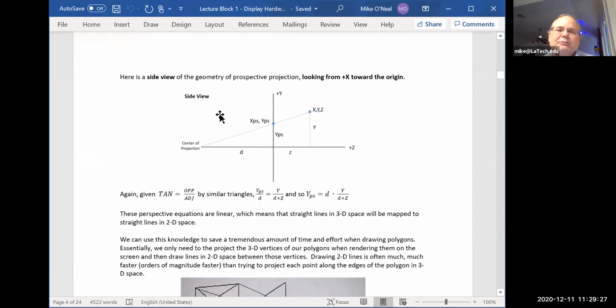Okay, but now since I'm looking from the side view, I can get the other dimension. I can get the y dimension, and it is exactly the same sort of thing. Y over d plus z is y perspective projection over d. You multiply both sides by d, and you get this equation. So the equations are very easy to derive.